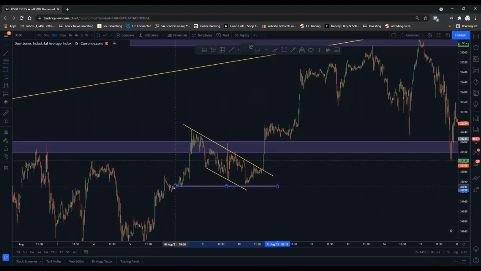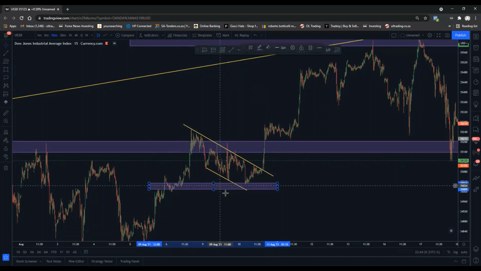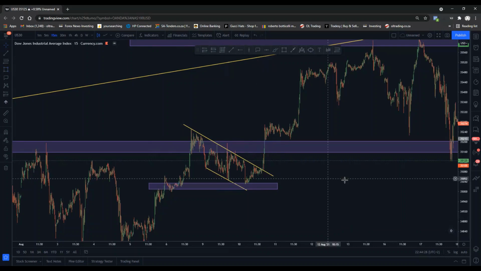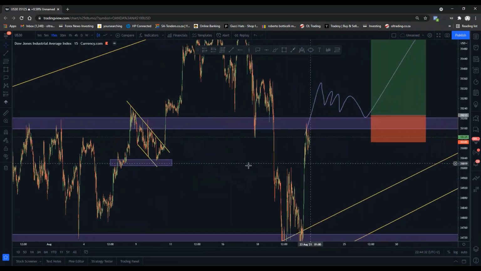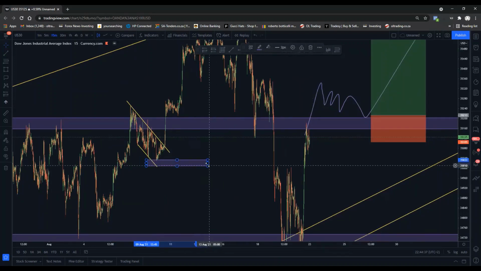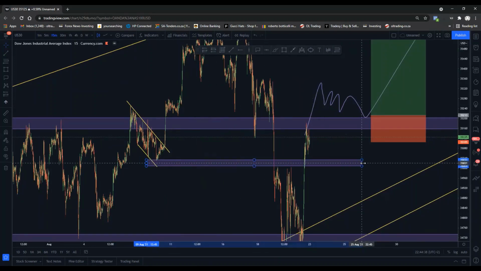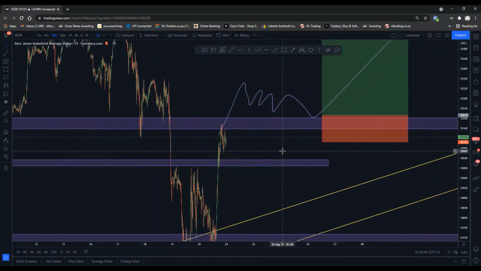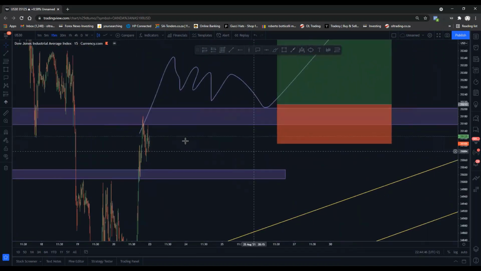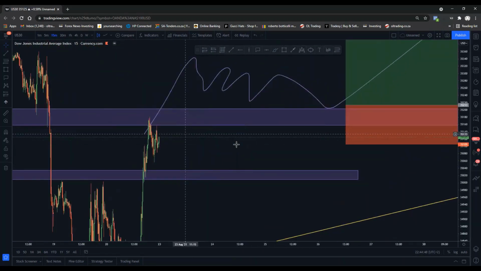This was a significant zone, you can see. So we're looking at what is currently happening. I'm going to extend this. We are on 15 minutes.